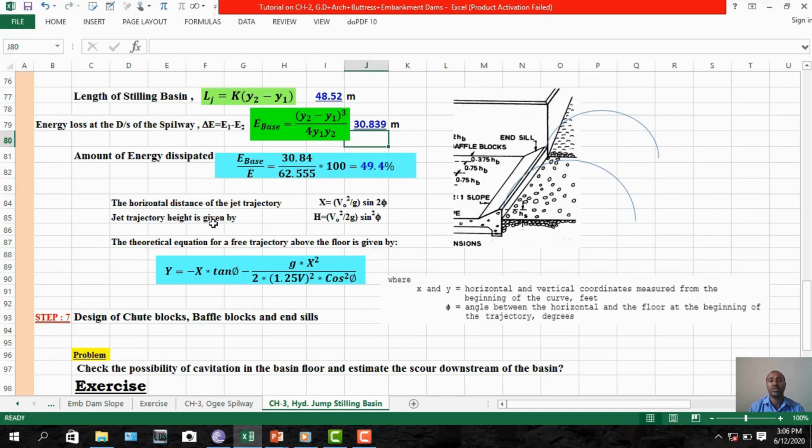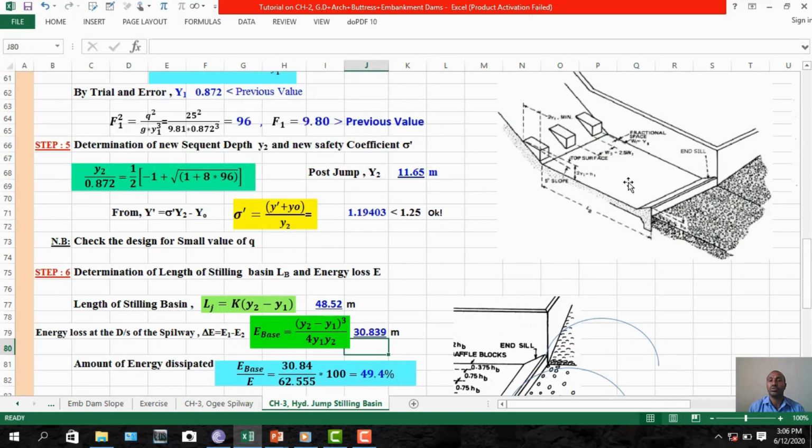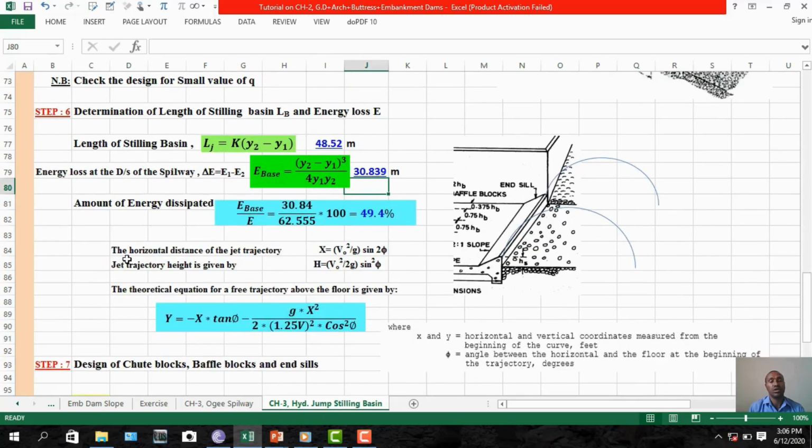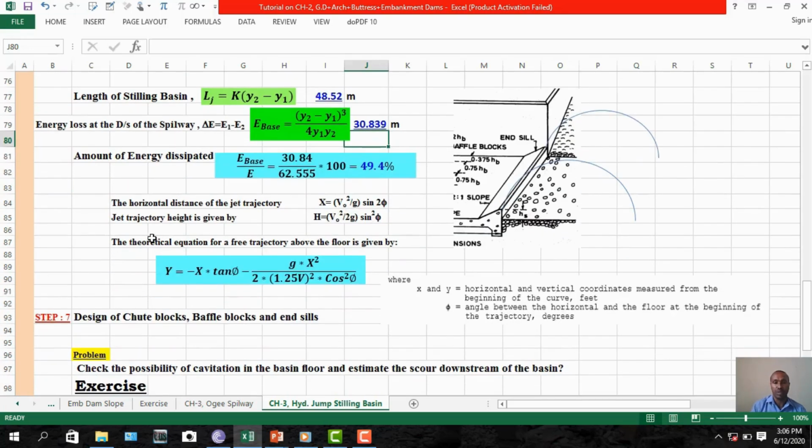So further, I think once it enters the stilling basin, again it will jump like this. So you can calculate the horizontal distance of the jet trajectory. Jet trajectory, you can calculate using this equation, v naught square over g sine 2 phi, where phi is the leap angle of the trajectory motion. So jet trajectory height is given by this equation again. I think from mechanics you can derive these equations.